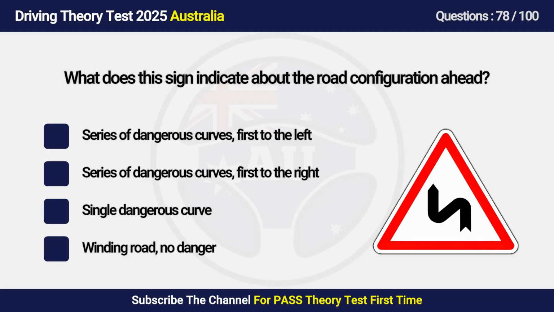A. Series of dangerous curves first to the left. B. Series of dangerous curves first to the right. C. Single dangerous curve. D. Winding road, no danger.